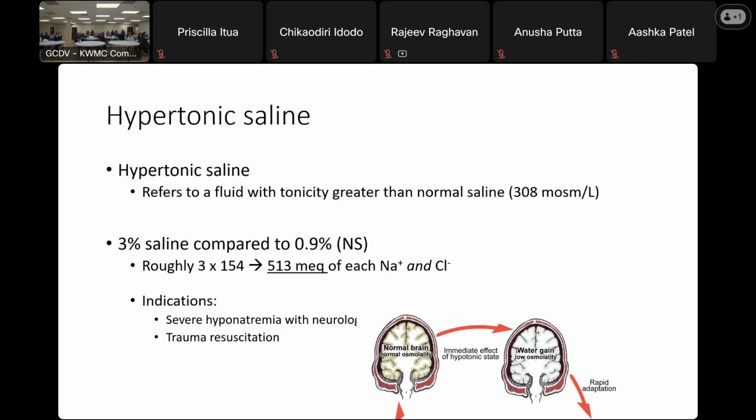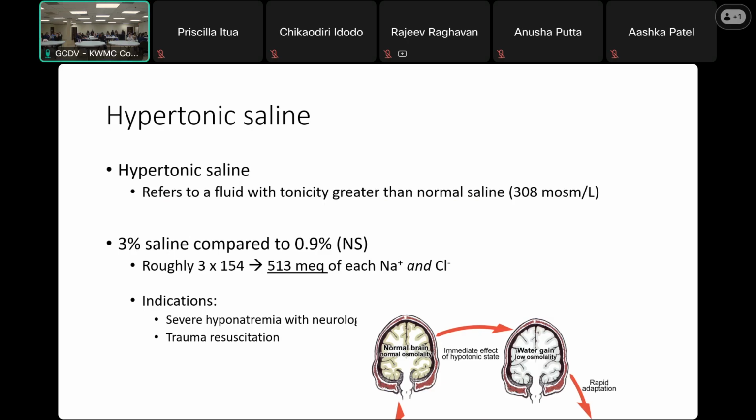So what do you call hypertonic saline? Really anything greater than the normal or isotonic saline at 308. So historically it was 2%, now it's typically 3% saline. 3% is basically seawater, so when you swim in the ocean, you're swimming in essentially 3% saline. Remember, normal isotonic saline is 0.9%, so just multiplying by 3 will get you pretty close to what the sodium and chloride is in hypertonic saline.